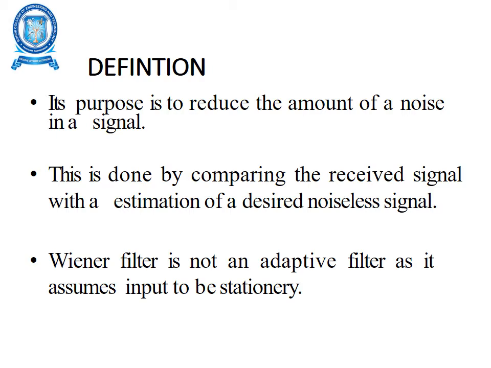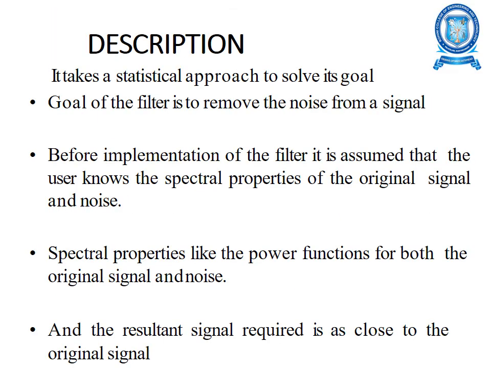We compare the received signal by estimating the desired, noiseless signal. This Wiener filter is not an adaptive filter, so the input is assumed to be stationary. It takes a statistical approach to solve this goal. The goal of the filter is to remove the noise.